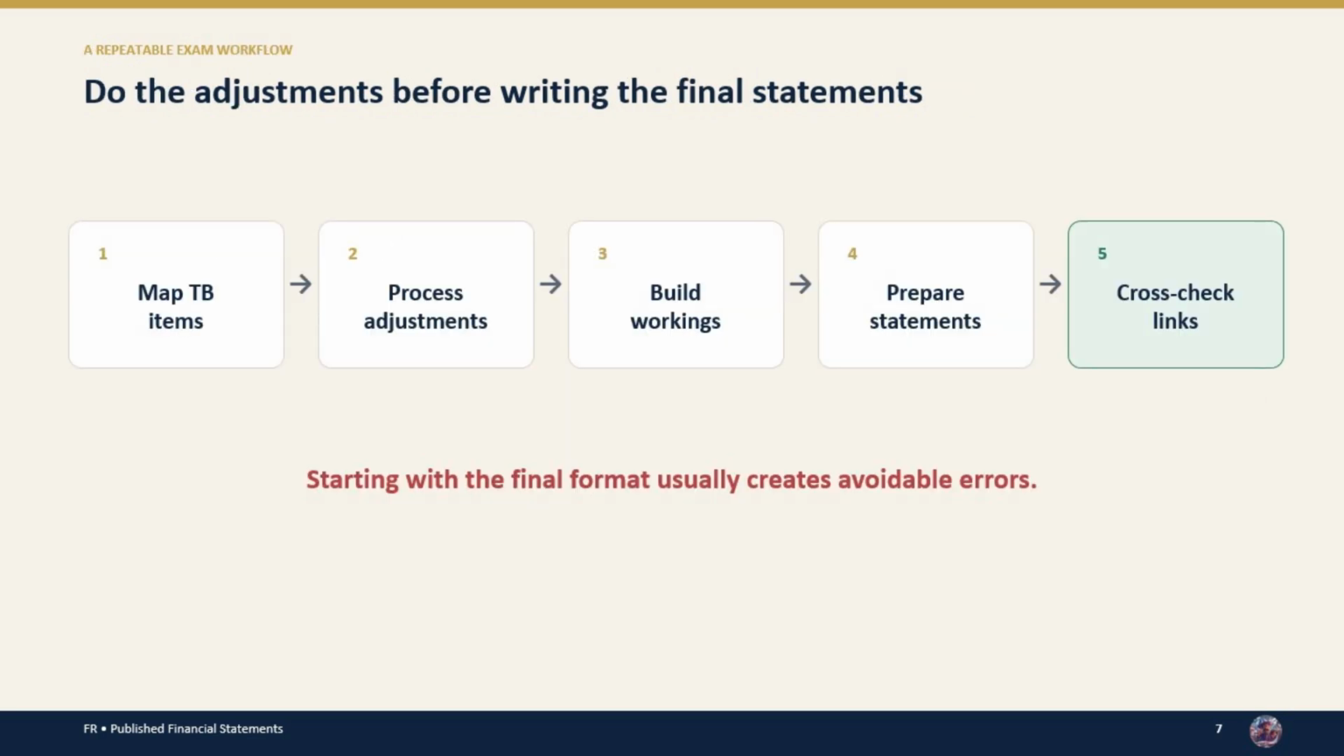Use this 5-stage routine. Map balances, process every adjustment, build focus workings, prepare the statements, and cross-check the links. Starting with the final statement often causes duplicated figures, missing adjustments, and unclear workings. Calculate each adjustment once, label the result, and transfer the final number once. This gives the marker a clear route through your answer and gives you a route back if something fails.